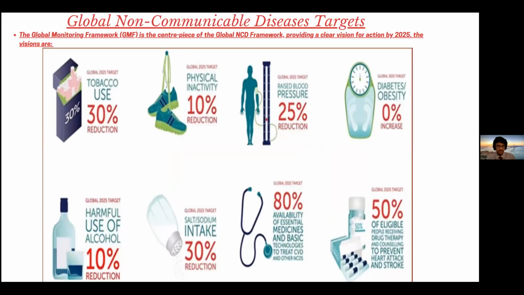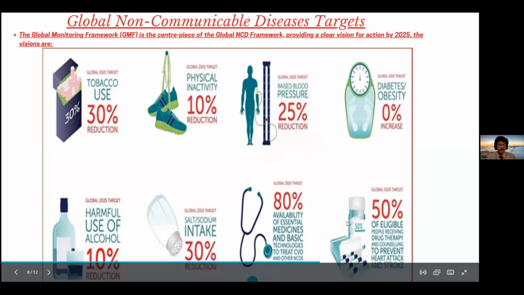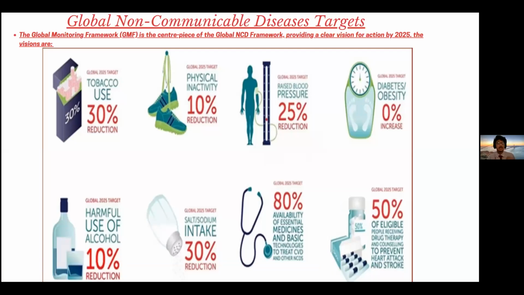by 2025. The visions are 30% reduction in tobacco use, 10% reduction in physical inactivity, 25% reduction in raised blood pressure, 0% increase in diabetes or obesity, 10% reduction in harmful use of alcohol, 30% reduction in salt sodium intake, and 80% availability of essential medical and basic technologies to treat CVD and other NCDs. 50% of eligible people receiving drug therapy and counseling to prevent heart attack and stroke.